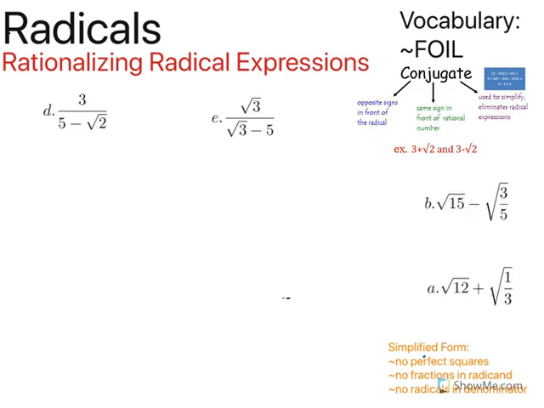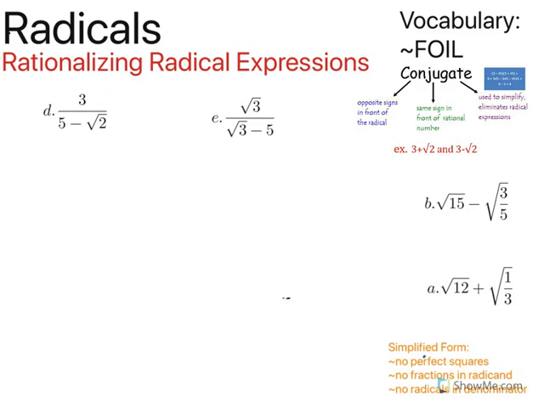Now let's take a look at these next two examples. These two examples are a little bit different because in the denominator we have an expression, such as 5 minus the square root of 2. Because we have addition or subtraction in the denominator, when we want to go to rationalize the denominator, we're actually going to have to do something different here. We're going to have to multiply by what is known as the conjugate.